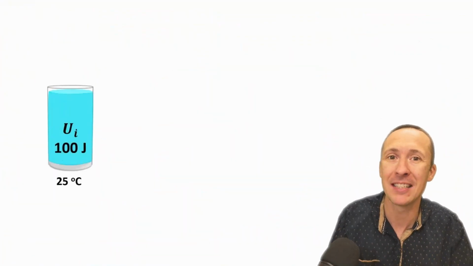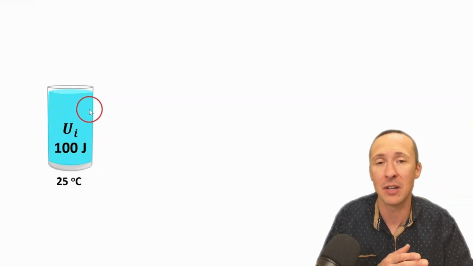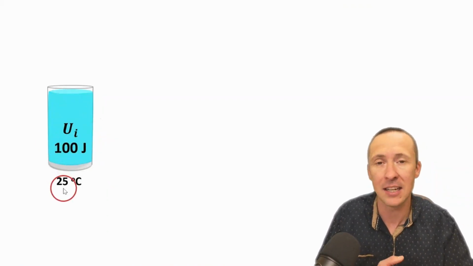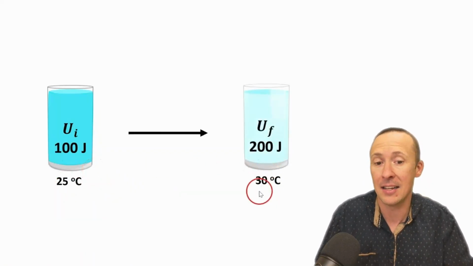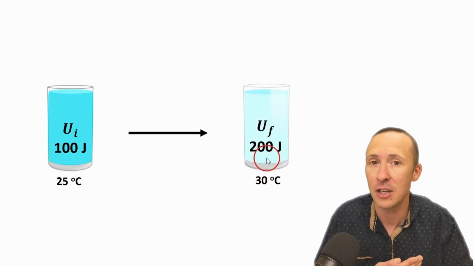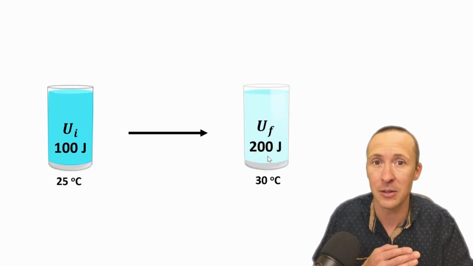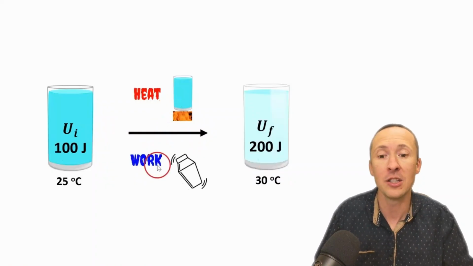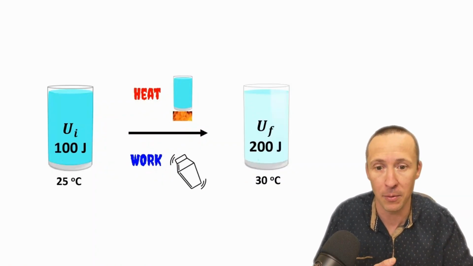No, we'll formalize this a little bit more. Let's say we have some system at a given state, and we'll say it has 100 joules of internal energy, and it's at 25 degrees Celsius. And then we heat it up so that it is at 30 degrees Celsius and say 200 joules of internal energy. Now, there's two ways to add energy to the system. We can do it via heat, or we can do it via work, say cover it up and shake it. That's a form of work.